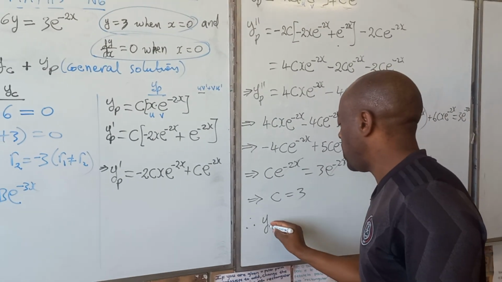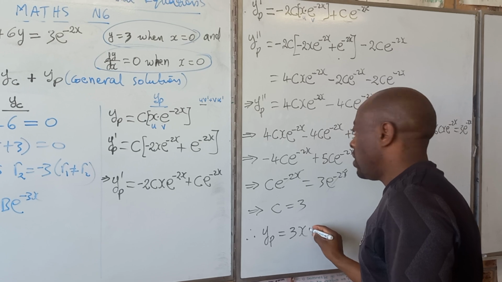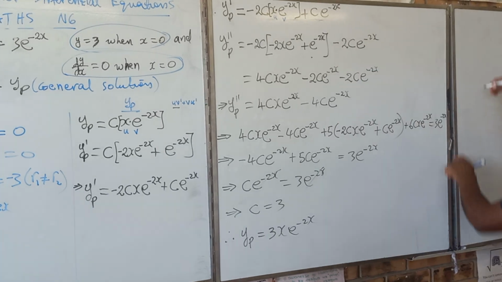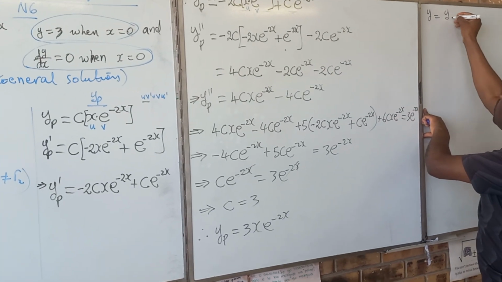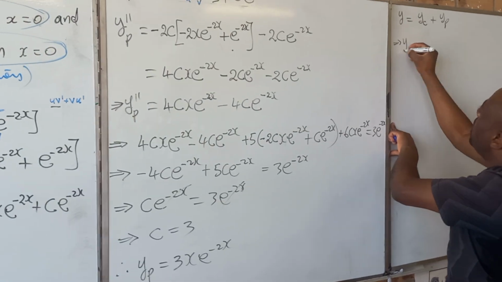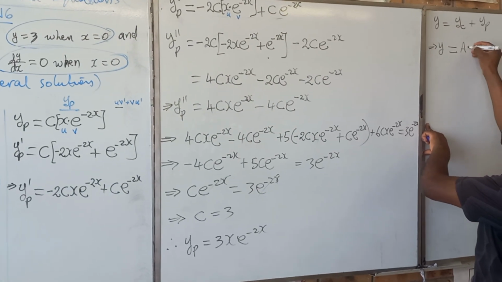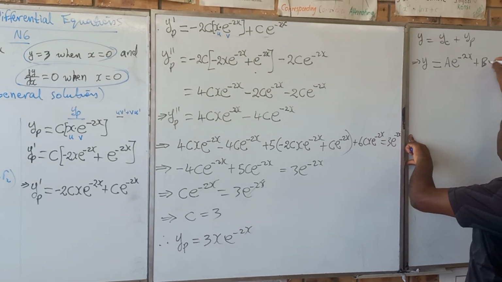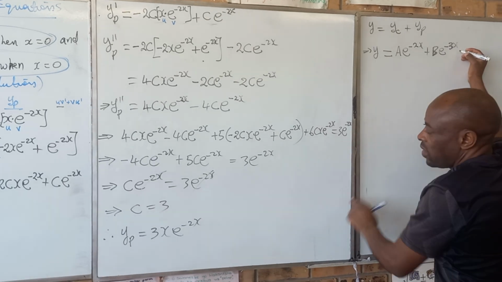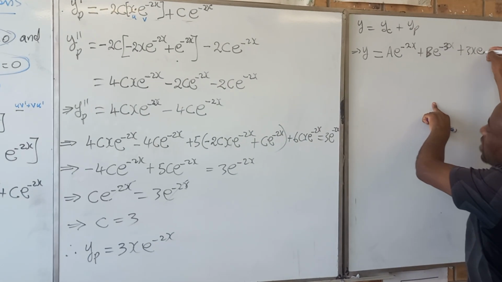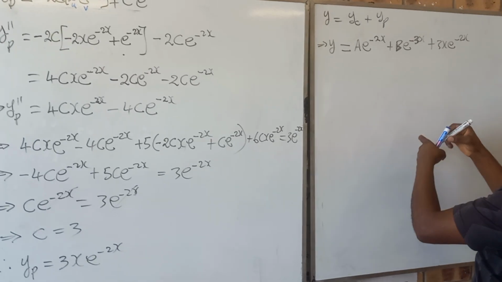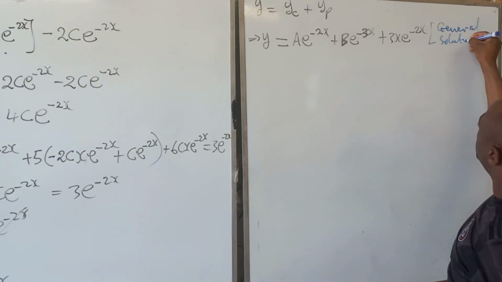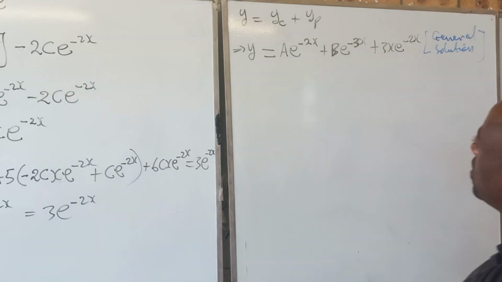So therefore, our yp is equal to 3x e to the power negative 2x. And once I know yp, I can now write down my general solution as yc plus yp. And what does that mean? Yc, we got it up there as a e to the power negative 2x plus b e to the power negative 3x. Then this one is 3x e to the power negative 2x. So this is our general solution as before.